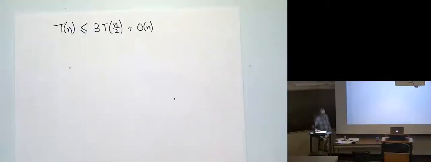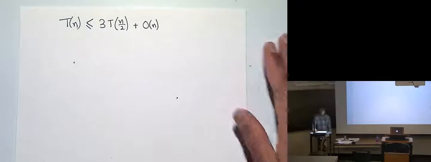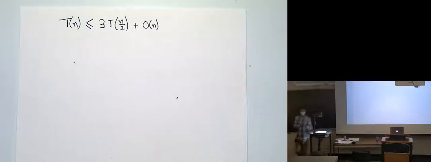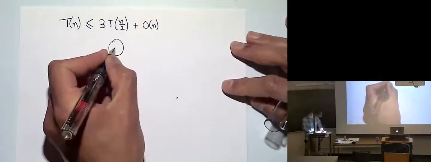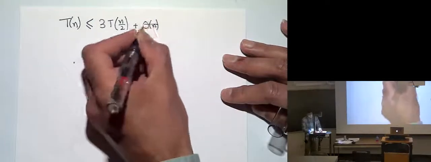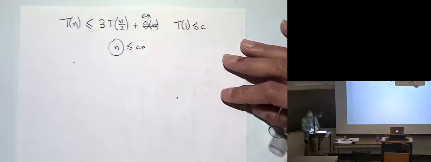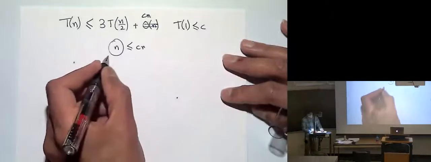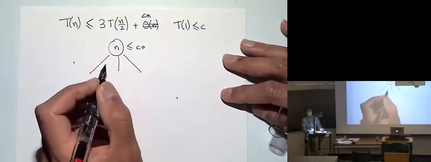Which gives us our recurrence here. Again, it's still not obvious what this recurrence is going to give us. So let's go ahead and do our usual recursion tree. This is at most c times n, right? Because we can say this is cn, and T of 1 is at most c. So this is the work. Now this makes 3 calls.